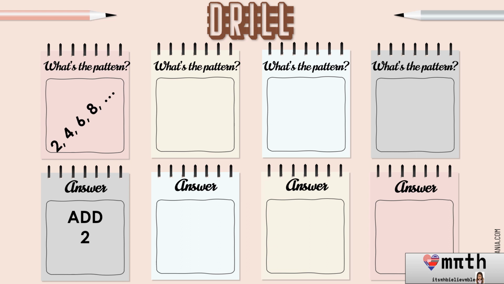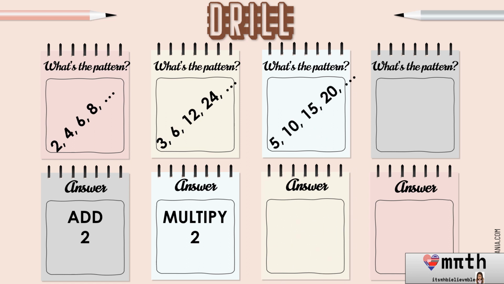Now, for the second sequence, we have 3, 6, 12, and 24. What's the pattern? The pattern is we just multiply by 2 to get the next term. For number 3, we have the sequence 5, 10, 15, and 20. What is the pattern? As you notice, we just add 5 to get the next term.